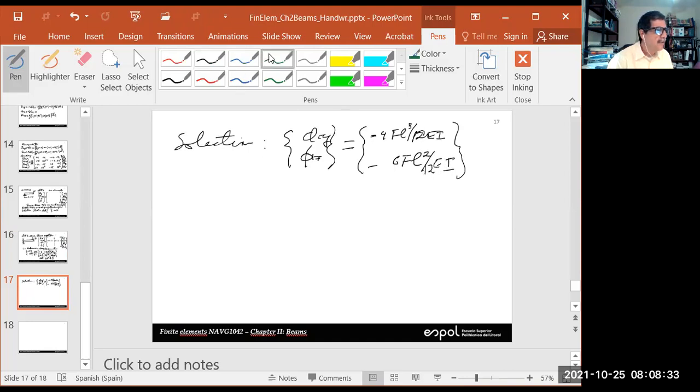Units always. F L cubed over EI, units of EI, it's FL squared. So we are fine. And here we have FL squared over FL squared. So this is non-dimensional. So we're fine. Okay.